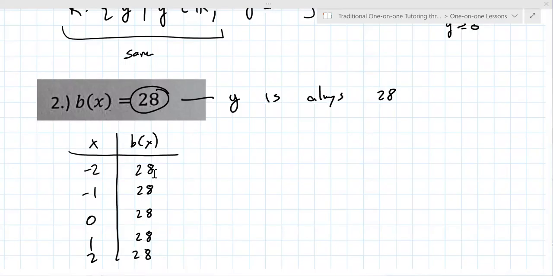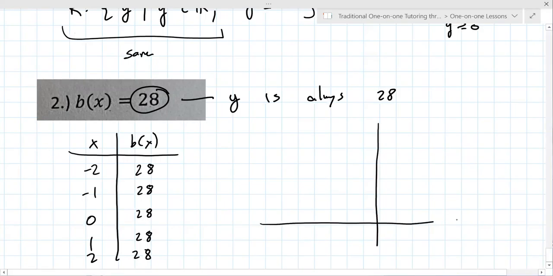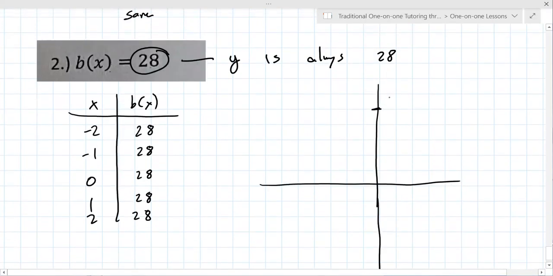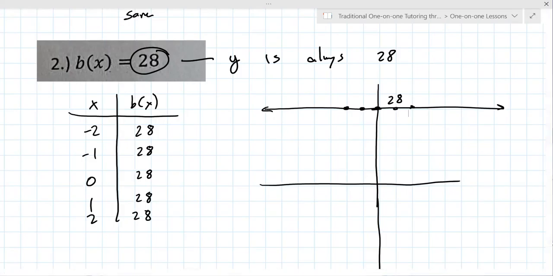Okay. So do you see how this is always 28? So that means the graph, we don't want to count down, but let's just assume that that's 28. So you're graphing these points, like there's minus two, there's minus one, there's zero, there's one, there's two. They're all on a horizontal line.